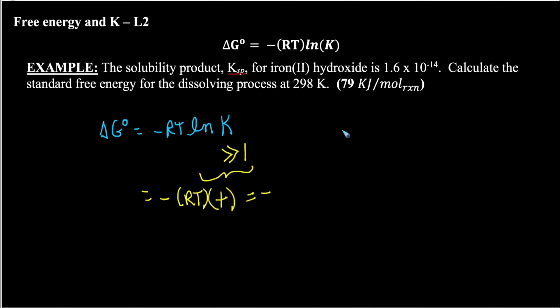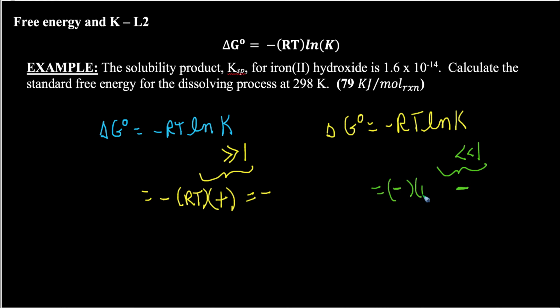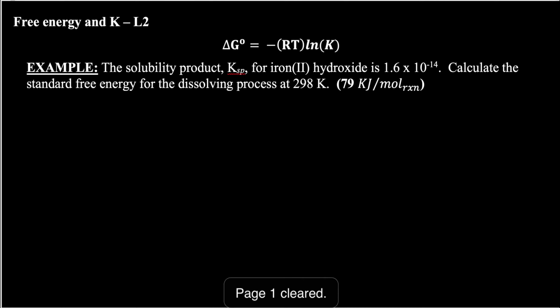So if we look at it the other way, if we have delta G naught is equal to minus RT ln of K, if K is less than 1, then ln of K is negative, so I'd have delta G naught is a negative times a positive R times T times a negative, so delta G would be a positive value. So that shows you kind of conceptually what the links are. Now let's plug and chug into this formula.